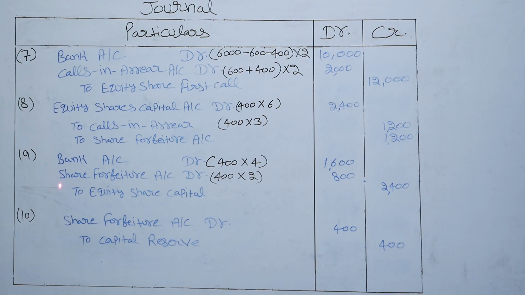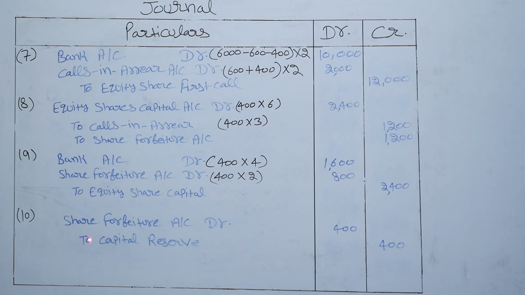Next entry, reissue of share at a discount. So entry is bank account debit, share forfeiture account debit to equity share capital account. So here, instead of discount account, we will write share forfeiture account. So 400 shares into 4 rupees, then we get 1600, and in the discount we have given 2 rupees discount. So total value of called up is 6 rupees. Then we have received only 4 rupees, then it means there is a discount of rupees 2. Number of share is 400 into 2 rupees discount. So discount value is 800.